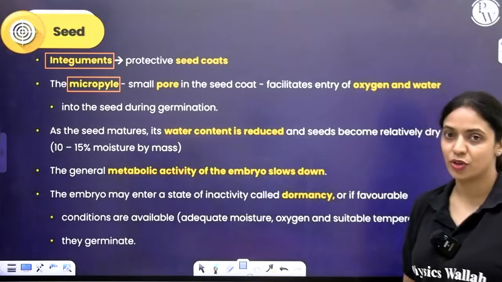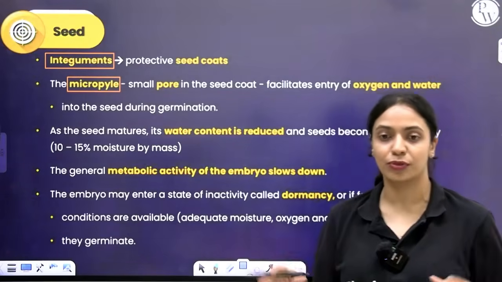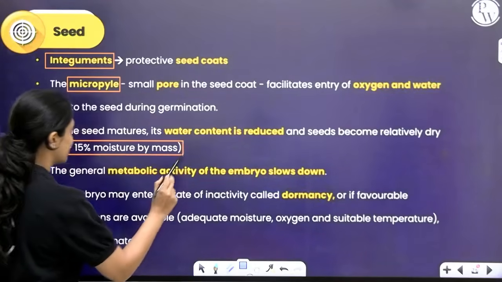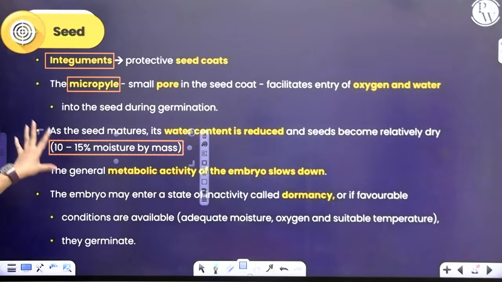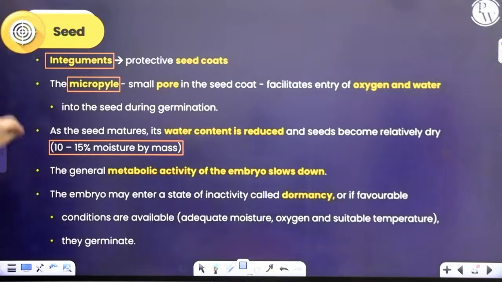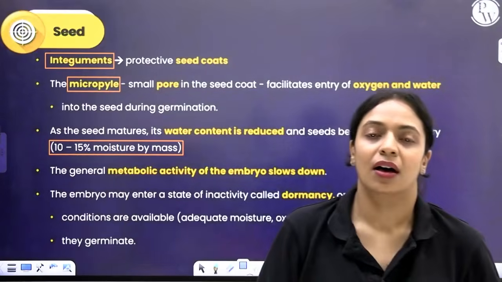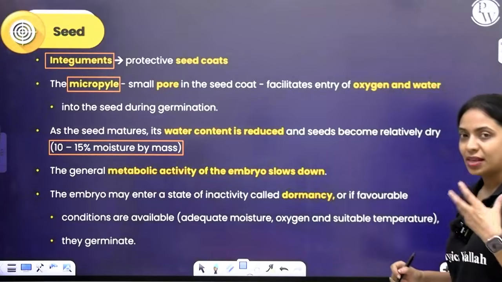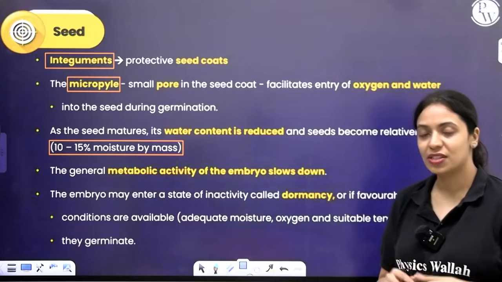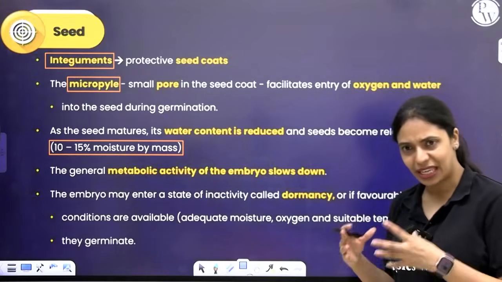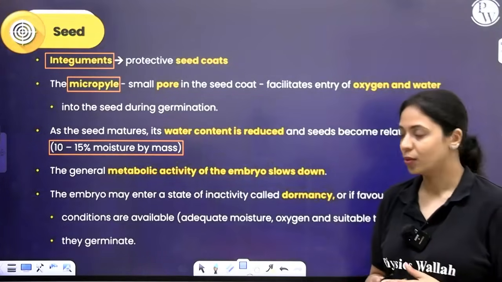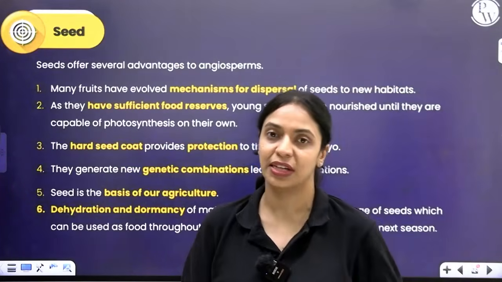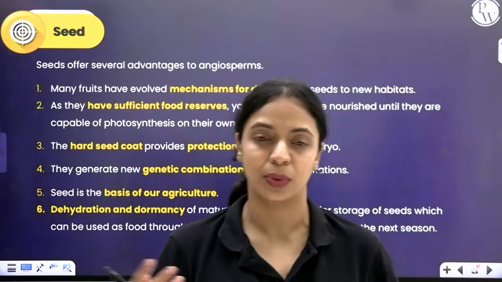As the seed undergoes maturation, it will get dehydrated, it will lose a lot of water and its water content will come down to just around 10 to 15% of its mass. That's just the amount of moisture that mature seeds will have. As a result, the overall metabolic rate of the cells in the seed will go down. Sometimes when the conditions are not favorable for germination, the seed can become dormant. It will be inactive. It will not germinate, okay? So that is called seed dormancy. As and when the conditions become favorable for seed germination, dormancy will be broken and the seed will germinate.